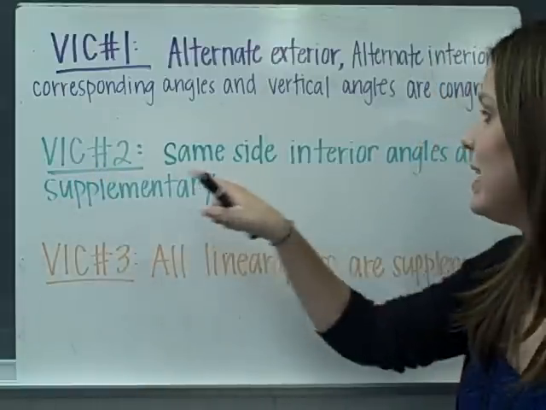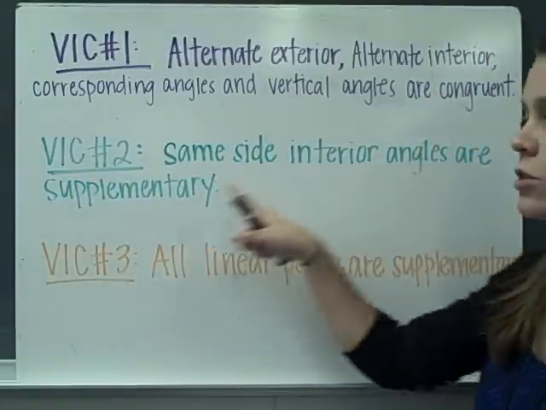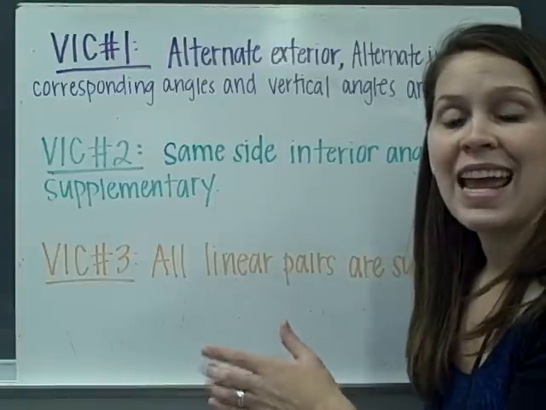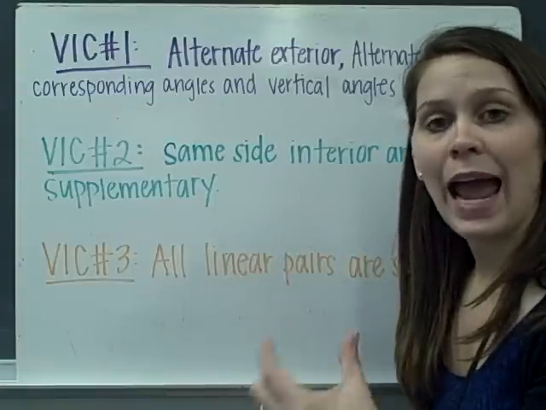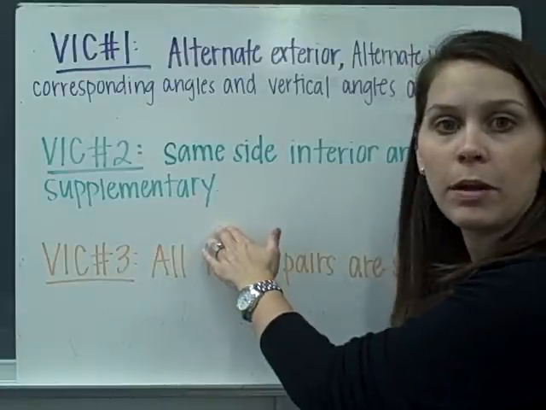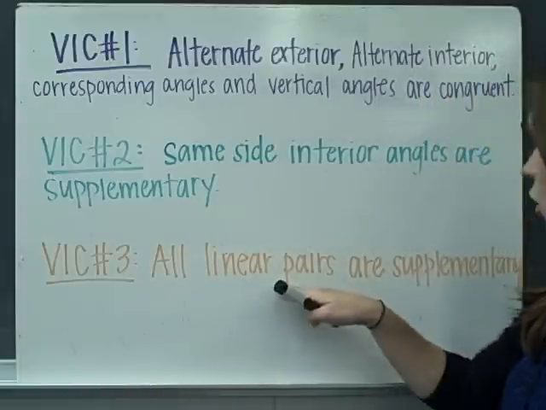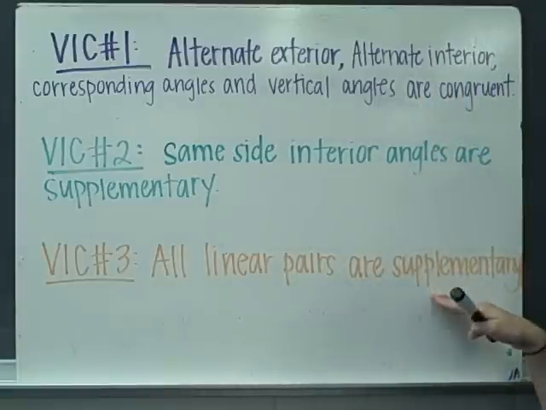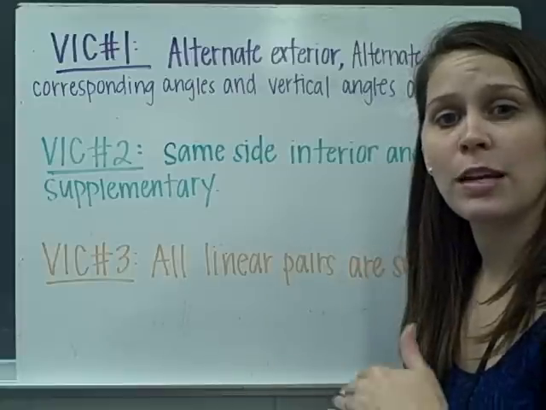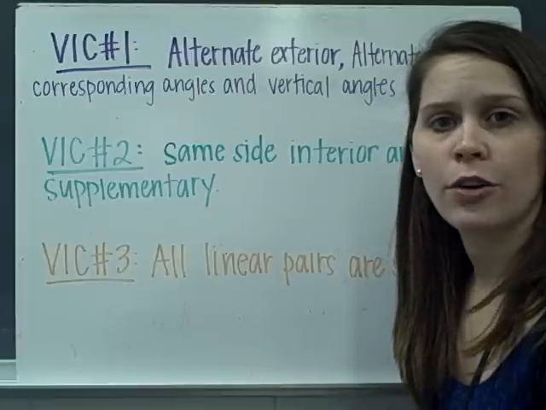Big idea number 2: same side interior angles are supplementary. So if they are on the same side of the transversal and they're interior angles, if we add them together, we're going to get 180 degrees, and that's what makes them supplementary. And all linear pairs are supplementary angles, and we have seen this before. If they are linear pairs, they make a straight line, and a straight line is 180 degrees.